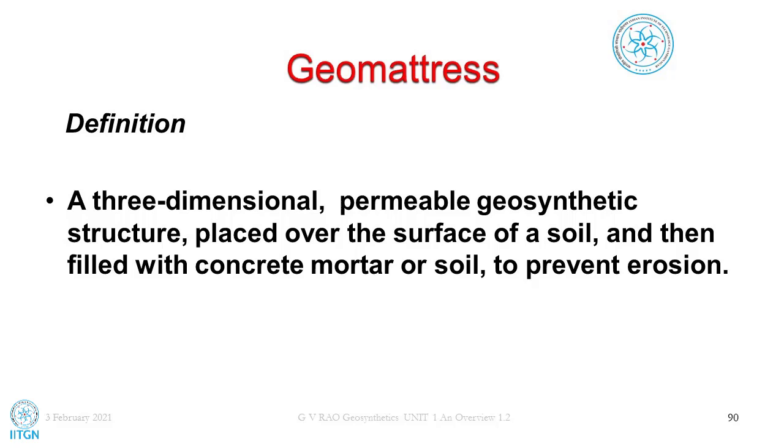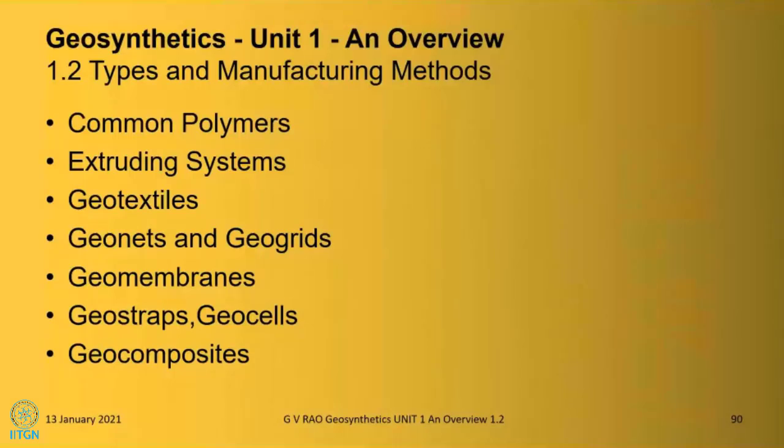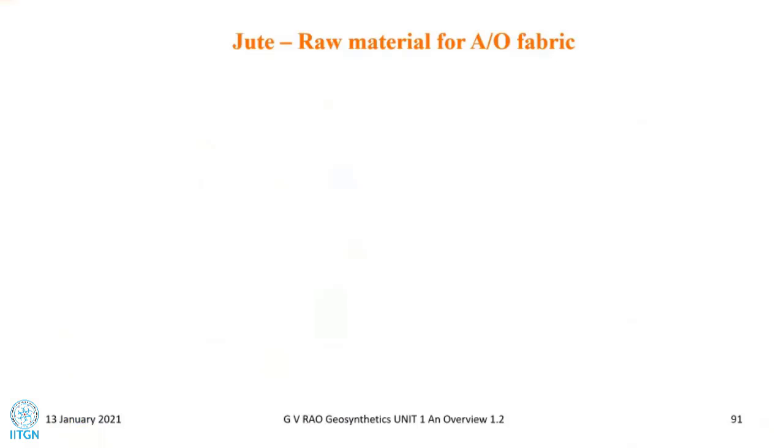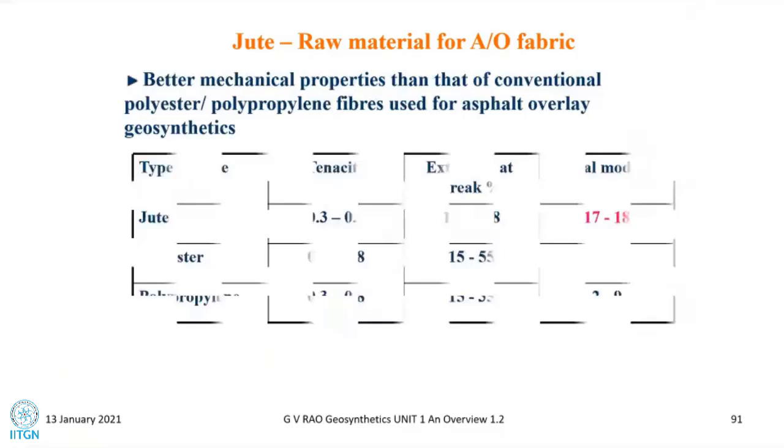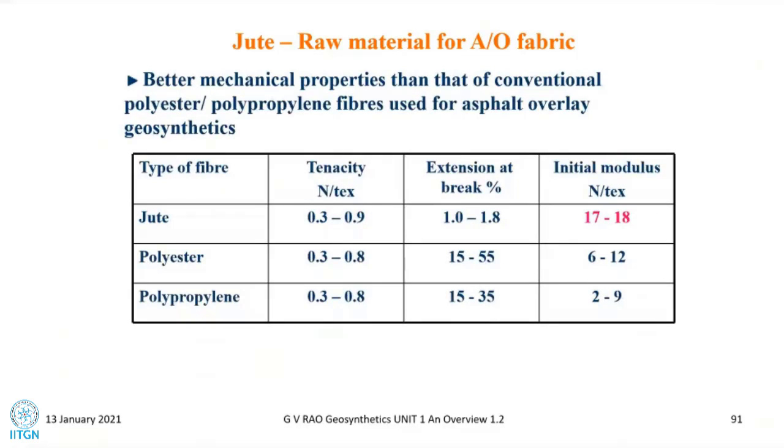There are various varieties: geonets and geogrids, membranes, geostraps, geocells, geocomposites, and of course we are left with one major component, natural fiber geotextiles. This is a subject which is different from what we discussed now, but I'll just show you 2-3 slides to tell you the fundamental difference between these things. We will not get into more of them, but for example, we are just comparing the material properties now. We just say jute fiber and compare with the polyester fiber and polypropylene fiber, filament I mean.